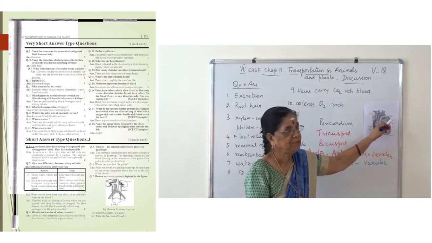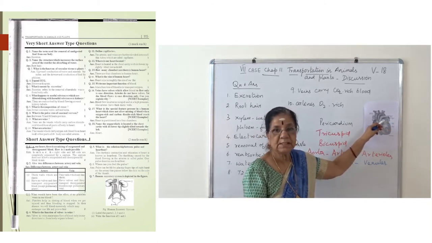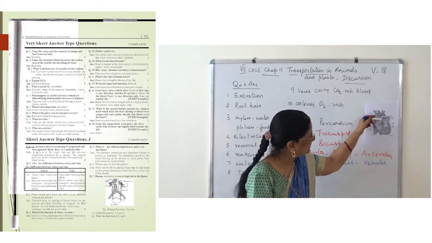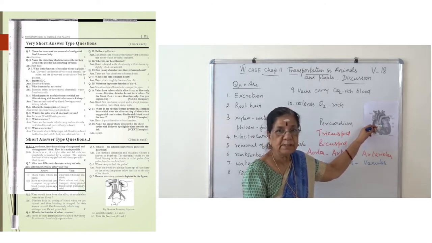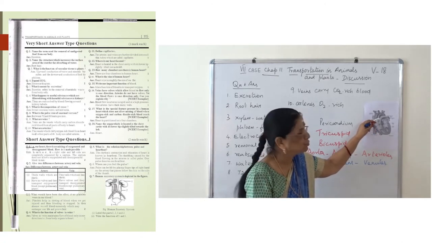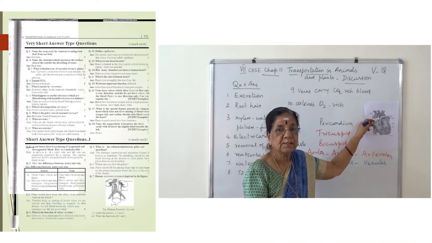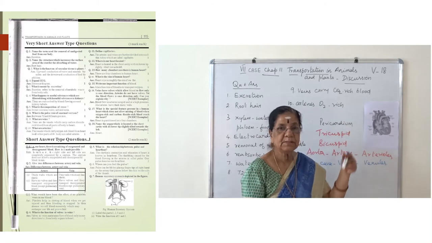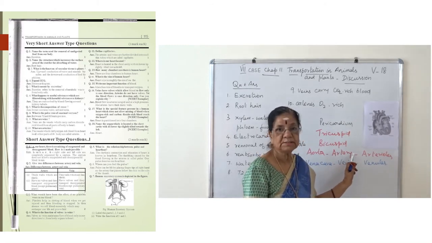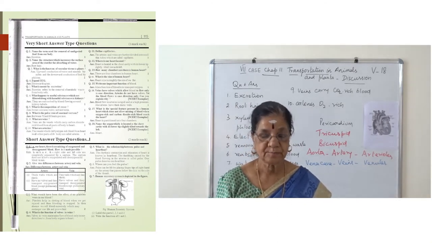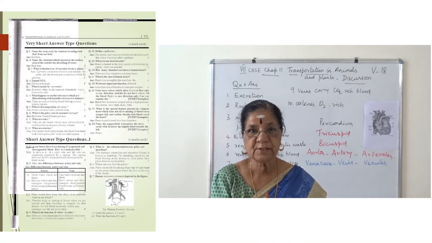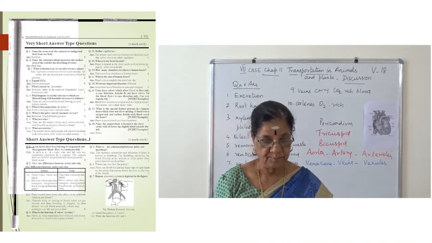oxygenated blood through the pulmonary vein reaches the left atrium, and from the left atrium it reaches the left ventricle, and from the left ventricle through the semilunar valve it enters into the aorta. Aorta is the major blood vessel for oxygenated blood, and from there it is distributed to arteries and arterioles to various parts of the body. I hope you understand.